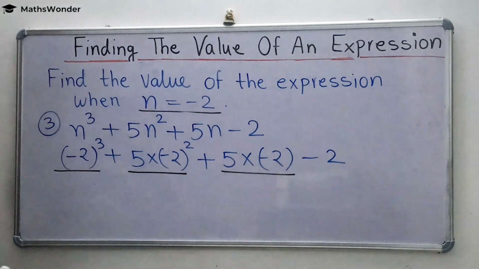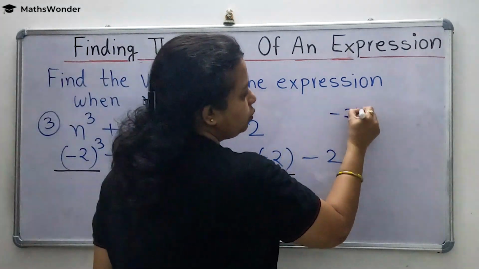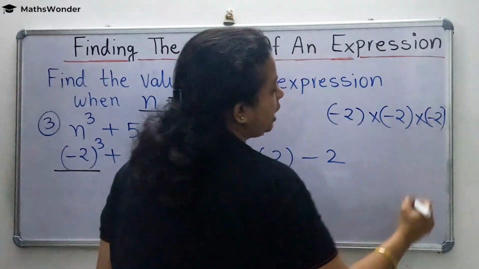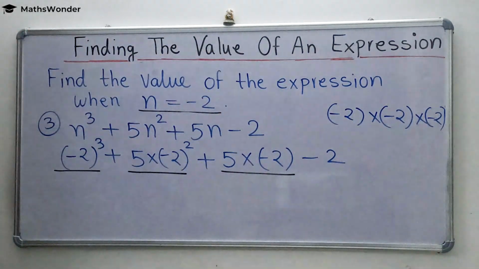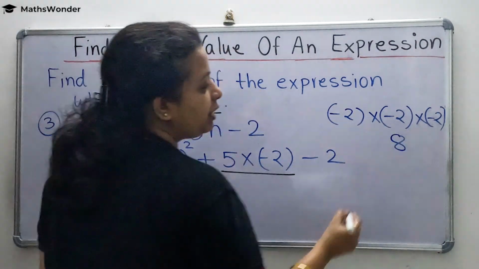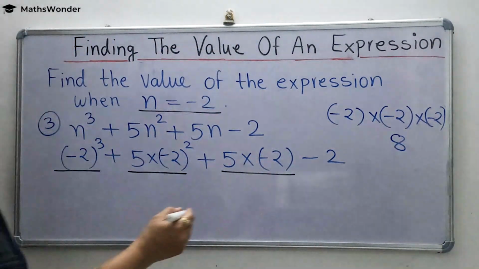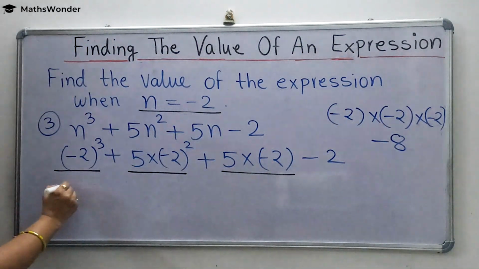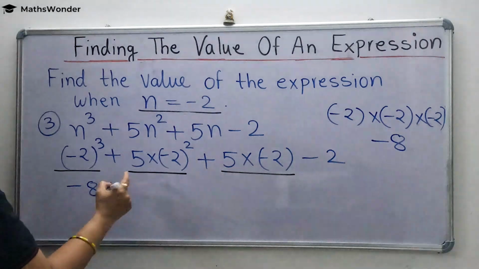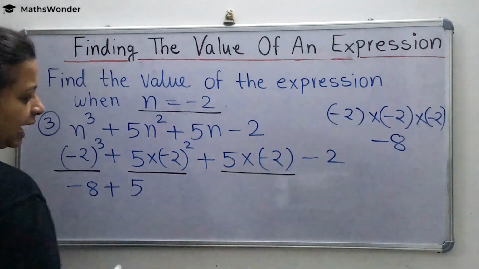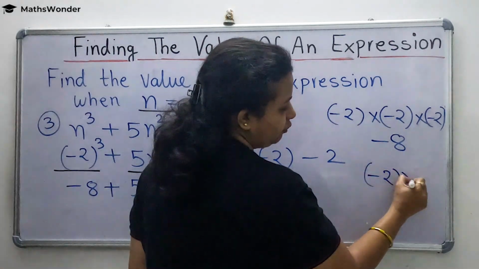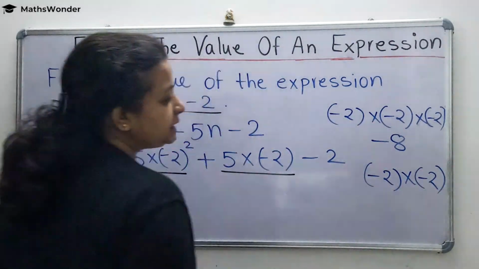So negative 2 cube is what? Negative 2 times negative 2 times negative 2. Now you will apply the cube rule. 2 times 2 times 2 will be 8. Because we have an odd number of negative signs, we'll put the negative sign here: negative 8. So negative 8 is here, plus 5 times negative 2 times negative 2. Because here is an even number of negative signs. First you will multiply.